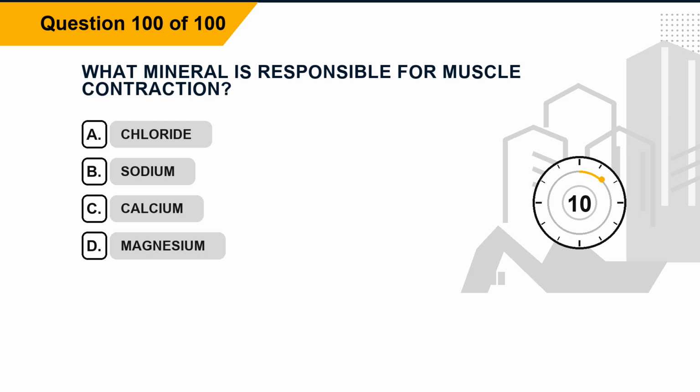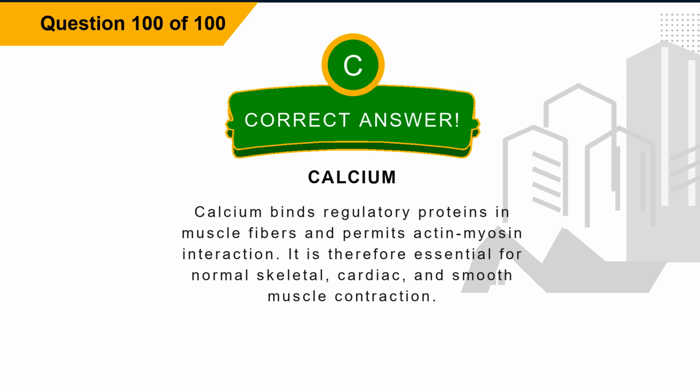Question 100. What mineral is responsible for muscle contraction? Option A, chloride. Option B, sodium. Option C, calcium. Option D, magnesium. The correct answer is option C, calcium. Explanation: calcium binds regulatory proteins in muscle fibers and permits actin-myosin interaction. It is therefore essential for normal skeletal, cardiac, and smooth muscle contraction.